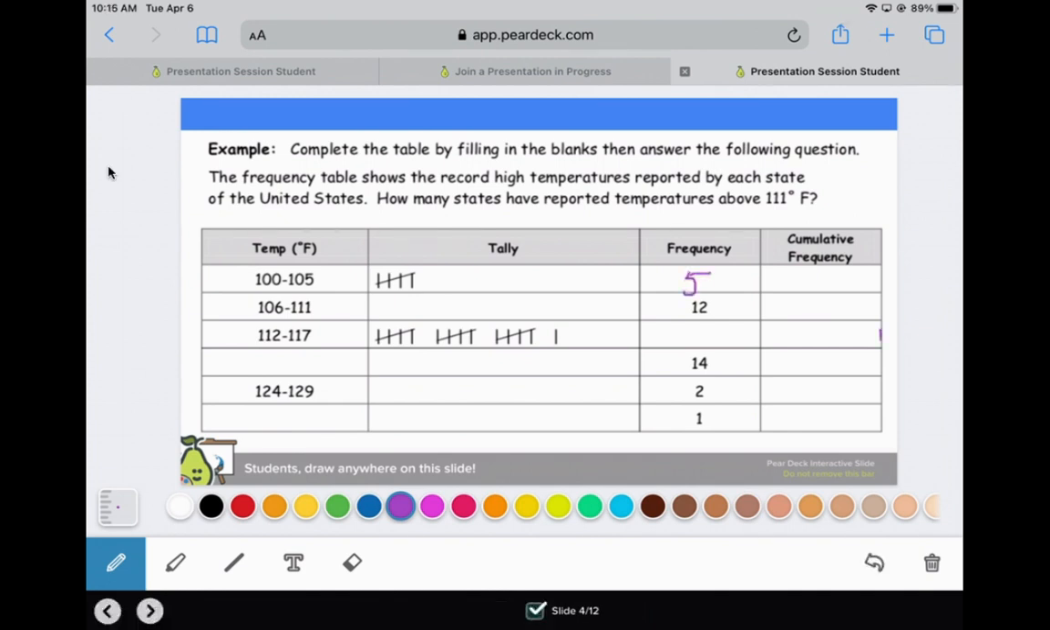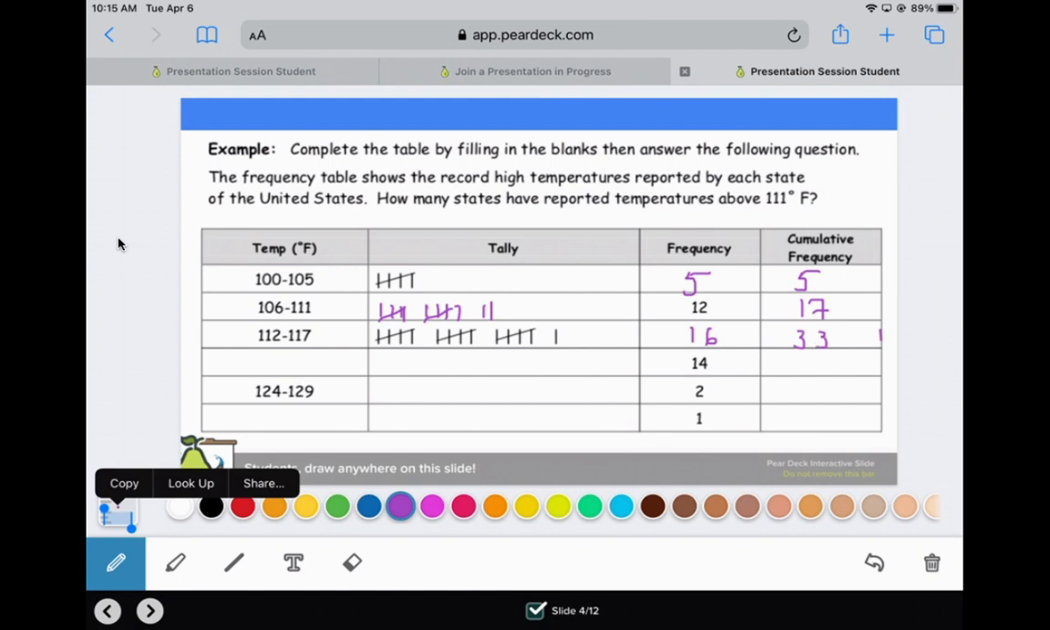So tally is 5, frequency is 5. So we know the cumulative for the first one is going to be the same. For the next tally, they tell us the frequency is 12. So I'm just going to draw this in. There should be 12 of those. And to get the next cumulative frequency, it is 5 plus 12, which is 17. The next one, I'm counting, there are 16 tally marks. And then to find the cumulative, I'm adding 16 and 17. That gives me 33.